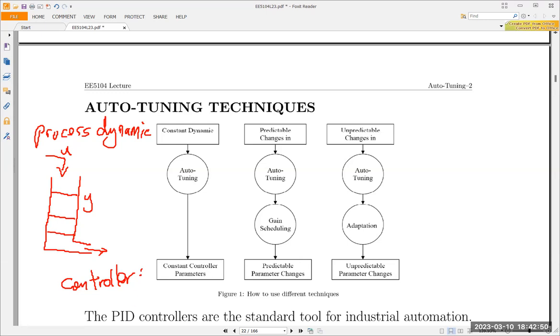This is what I write here. Constant controller parameter. Because the plant doesn't change, your controller, of course, doesn't change. This year, use the same controller as next year. The most common controller would be a PID. So if today your PID gains are 1, 2, 3, next year they should still be 1, 2, 3. That's it.